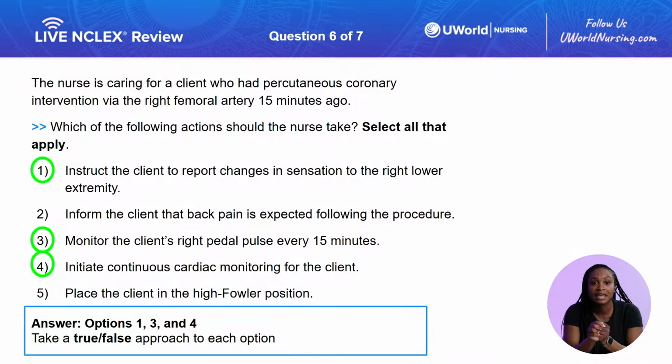Very important. And then option 5, place the client in the high Fowler's position. Again, this is incorrect. We don't want to put them in a high Fowler's position. We actually lay them flat and supine to make sure they have adequate circulation and blood flow getting to the distal parts of their body. So they are going to be laying flat for a significant amount of time.